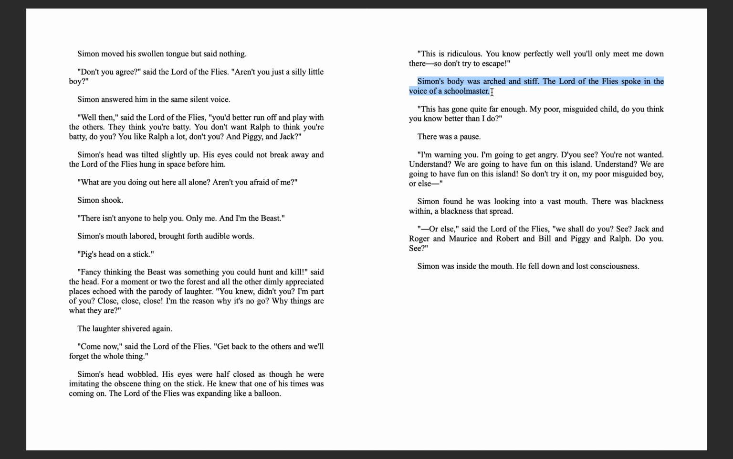So I'm assuming the schoolmaster voice is one that comes from a place of care and disappointment. And it's meant to make Simon here feel kind of guilty, or feel like he's being talked down to. And I think that's really interesting because the way in which the pigs in Animal Farm manipulate the other animals on the farm is by coming from a place of authority.